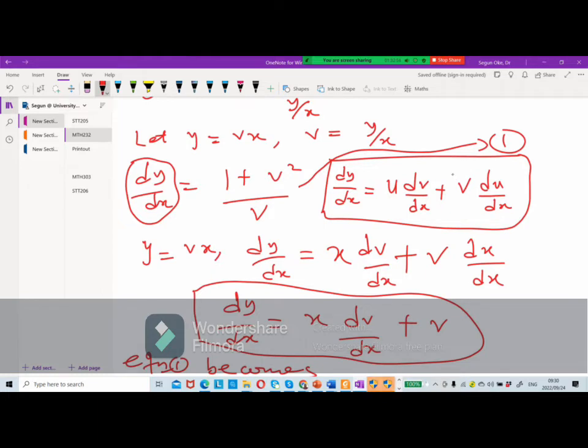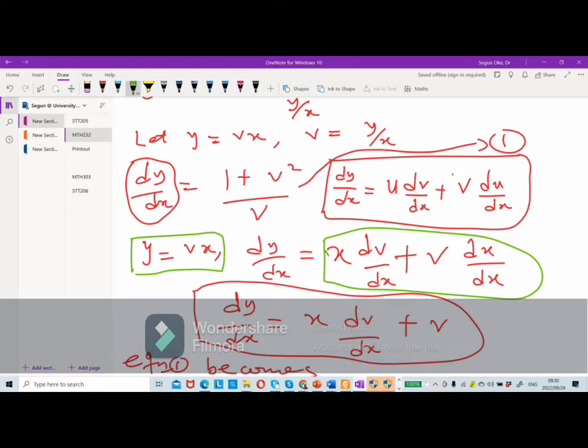Okay, you mean this? Let me use another pen. Are you talking about this side? Yes, I'm talking about where we have x dv/dx plus v dx/dx, where you cancel that x and we're left with 1. Let's do it one after the other. We are using this.